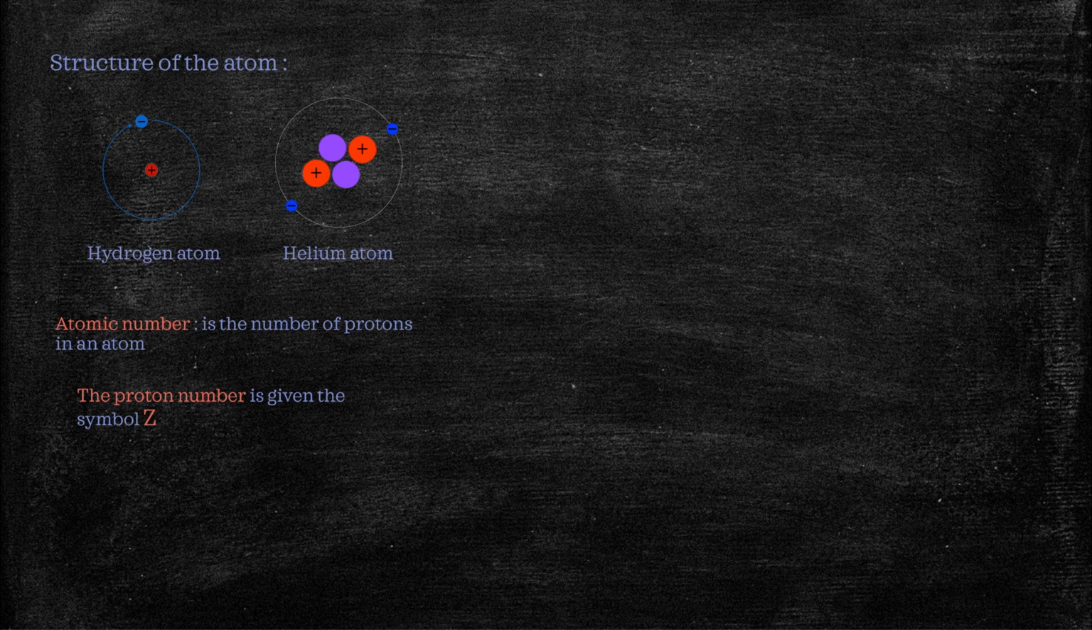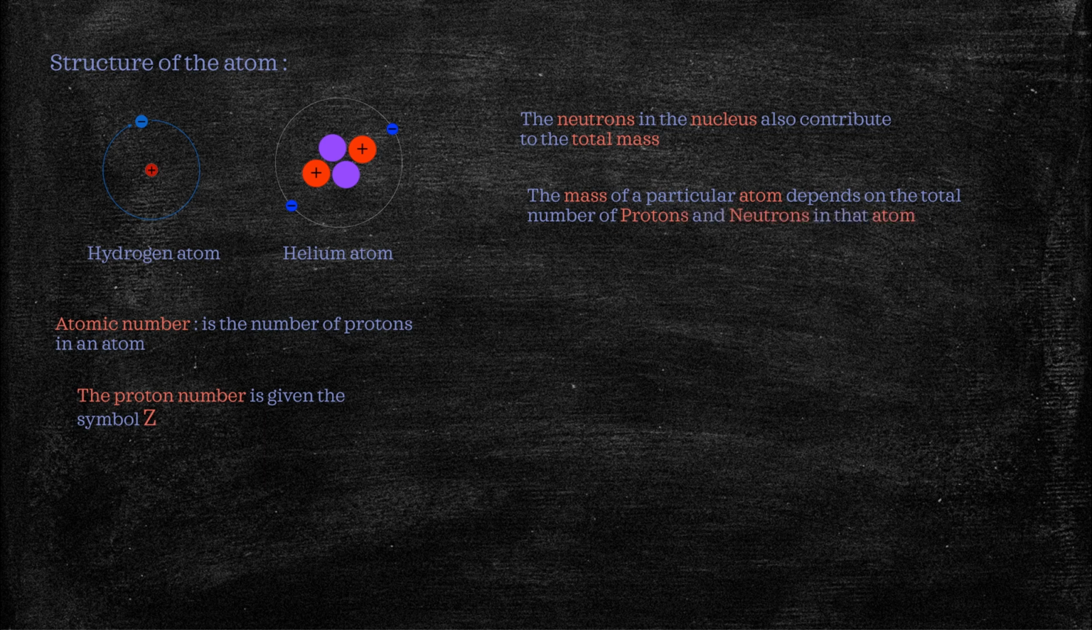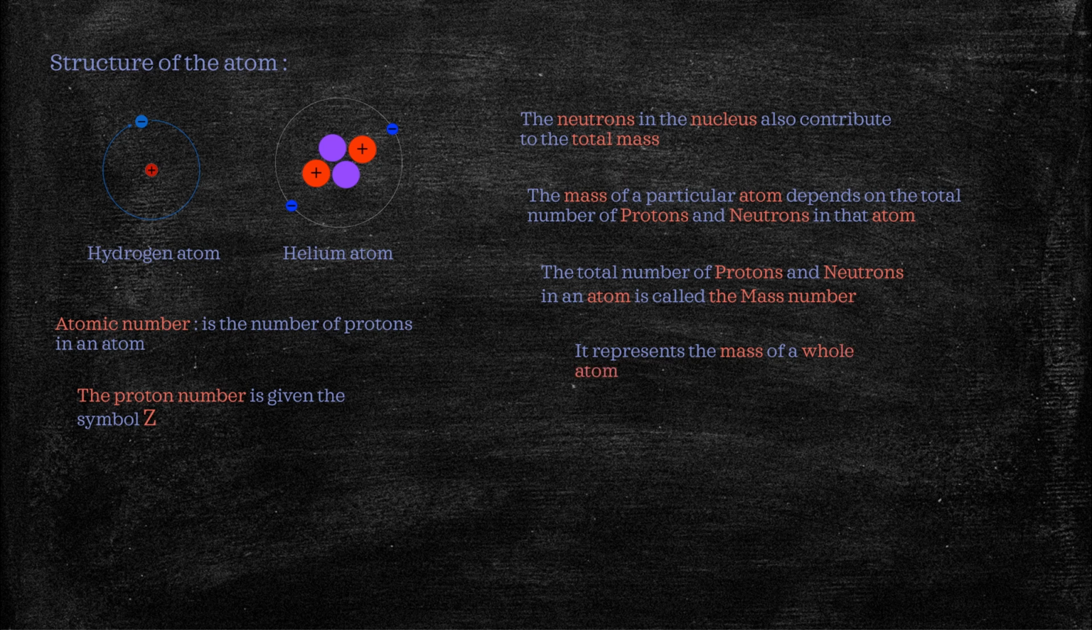We've seen that protons alone do not make up all the mass of an atom. The neutrons in the nucleus also contribute to the total mass, because protons and neutrons have the same relative mass. The mass of a particular atom depends on the total number of protons and neutrons in that atom. Protons and neutrons are known as nucleons, and the total number of protons and neutrons in an atom is called the mass number or the nucleon number. This number actually represents the mass of a whole atom, and the mass number is given the symbol A.